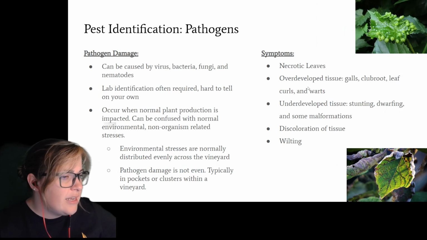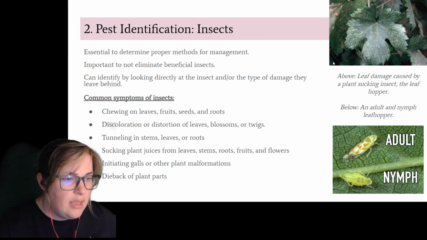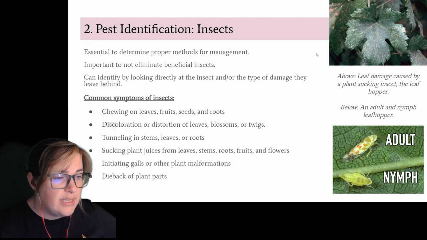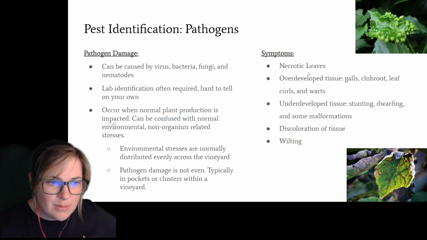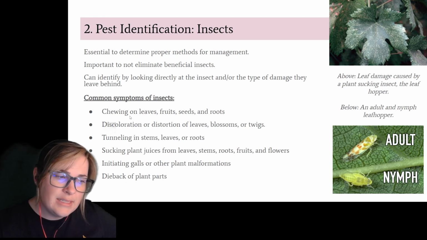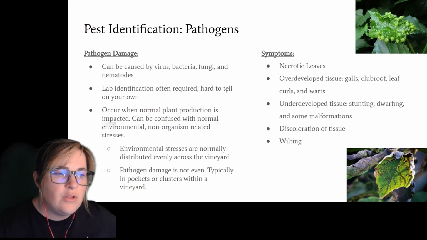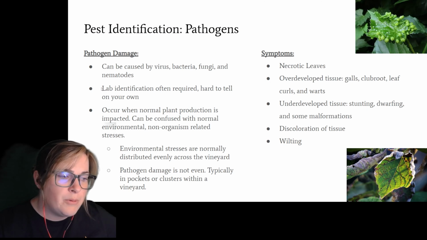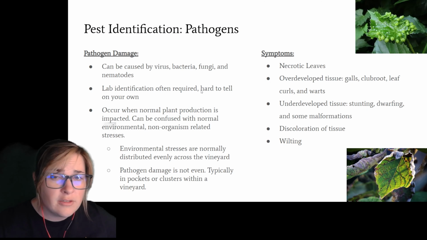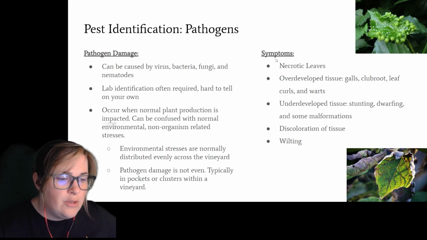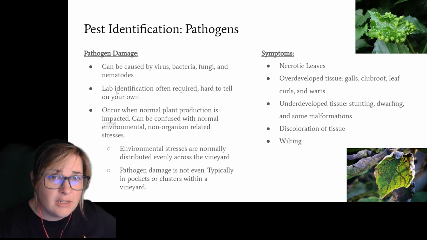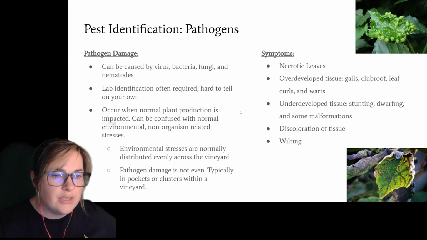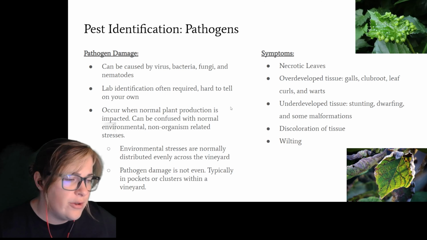Okay, for pest identification, I would like you to just generally know the difference between insects, pathogens, and weeds. For pathogens, I realize that some of the symptoms cross over with the symptoms of insects, right? So the big thing I want you to know for pathogens is that lab identification is often required. It's very hard to tell on your own. So if you'd like to know some of the symptoms, but definitely have that lab identification part in your back pocket, that is the big takeaway I want you to know from pathogens for identifying that in your vineyard.